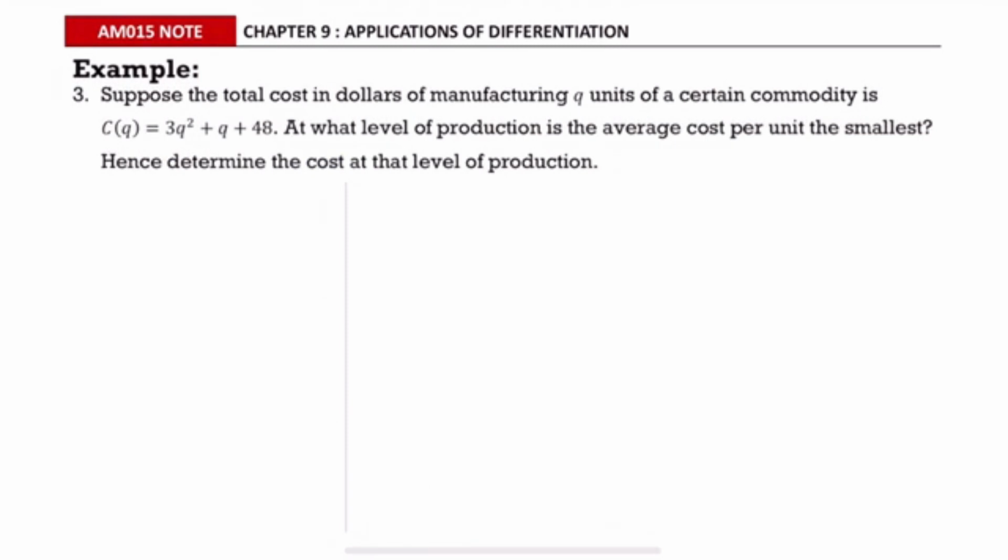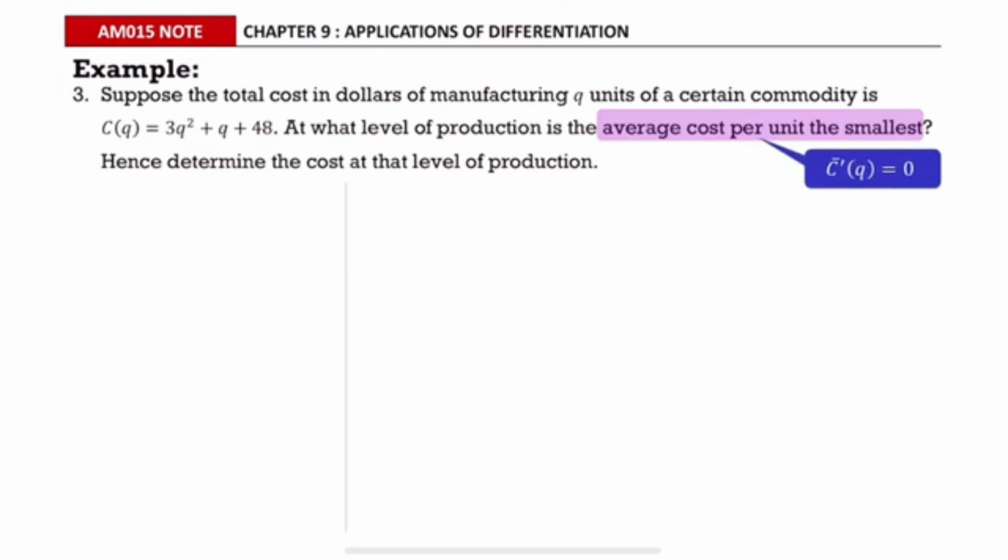Example 3 is, suppose the total cost in dollars of manufacturing Q units of a certain commodity is C of Q equals 3Q squared plus Q plus 48. At what level of production is the average cost per unit the smallest? Hence, determine the cost at that level of production. The average cost per unit being the smallest means that the average cost is minimum. When the average cost is minimum, the marginal average cost is equal to 0.